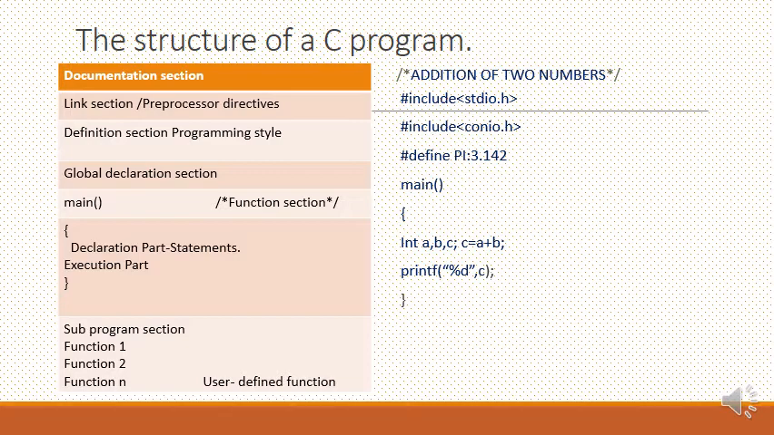But if I come to the structure, after this we are going to write the subprogram section, that is function 1, function 2, any number of functions you can write here. This is the whole structure of the C program. But the necessary things are only the include, main, opening brace and end brace. In between you can write the program, and the program is going to execute. These are for our understanding purpose.